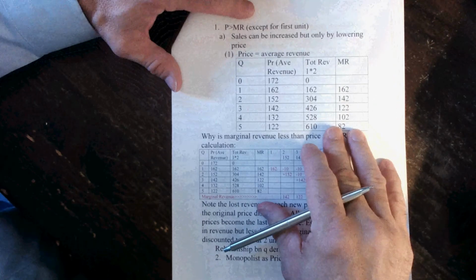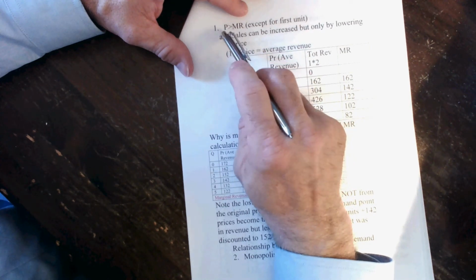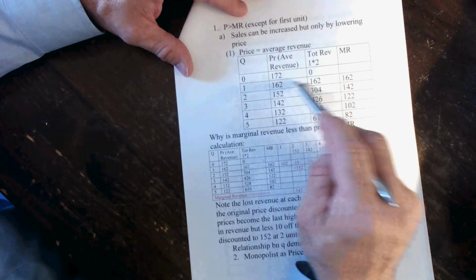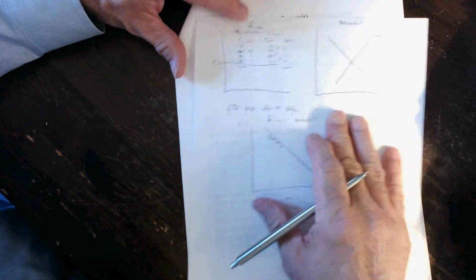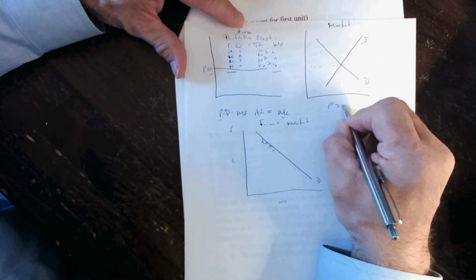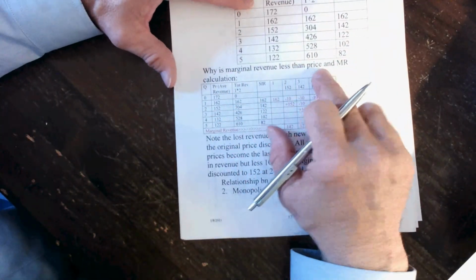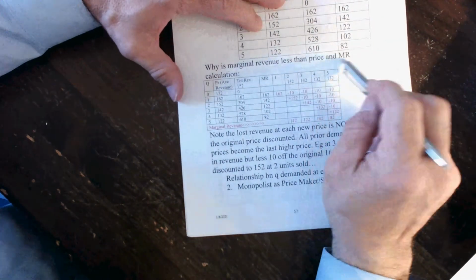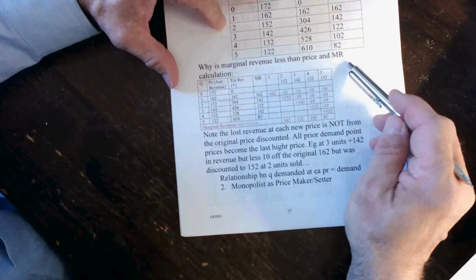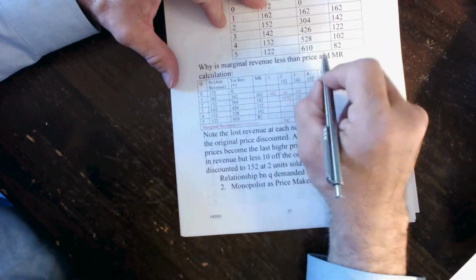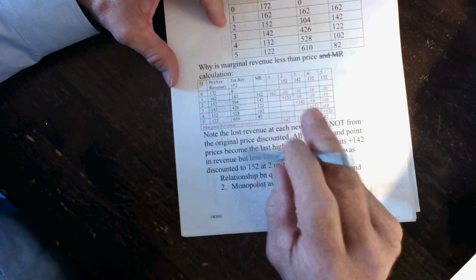From this, we want to conclude that price is no longer equal to marginal revenue. Price is greater than marginal revenue, except for the first unit where they'll be equal. So for the monopolist, this identity no longer holds. Price is greater than marginal revenue. Why is marginal revenue less than price?